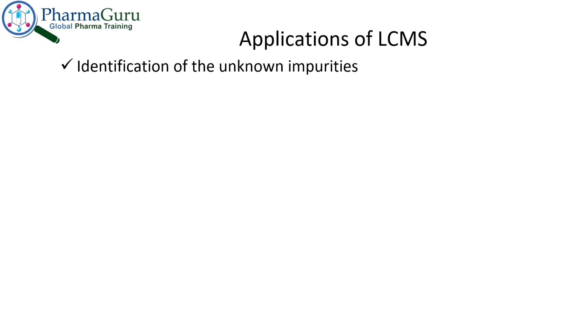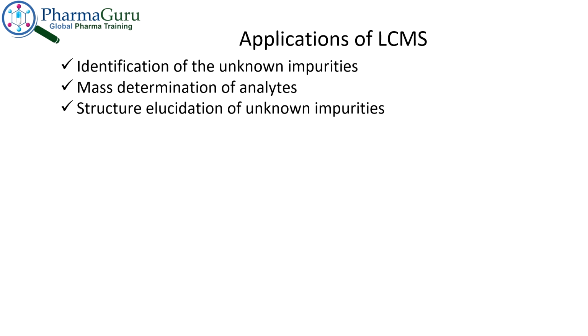Application of LCMS. It is used for identification of the unknown impurities in the reaction mixture, in process samples, and in final APIs or dosage form. Mass determination of analytes, structure elucidation of unknown impurities in reaction mixture or in any pharmaceuticals. Quantitative analysis like content of genotoxic impurities or nitrosamine impurities in APIs or in dosage forms. Qualitative analysis like identification test and purity test.